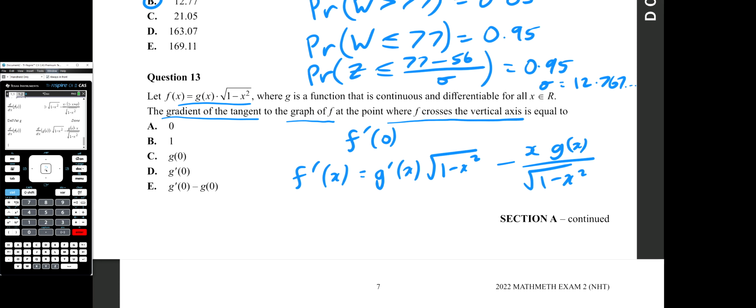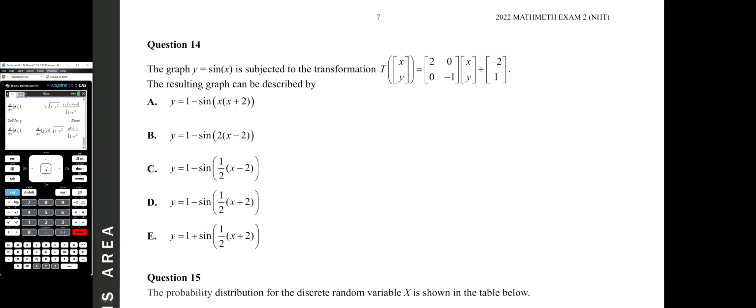So what we need to do is basically plug in x equals 0 over here. So f dash of 0 equals g dash of 0 multiplied by, plug in 0 into there, which gives us 1, minus, and then 0 into that. Well, as soon as x equals 0, the entire thing becomes 0. So that's just 0 over there, which means f dash 0 is actually just g dash of 0, which is option D. Excellent.